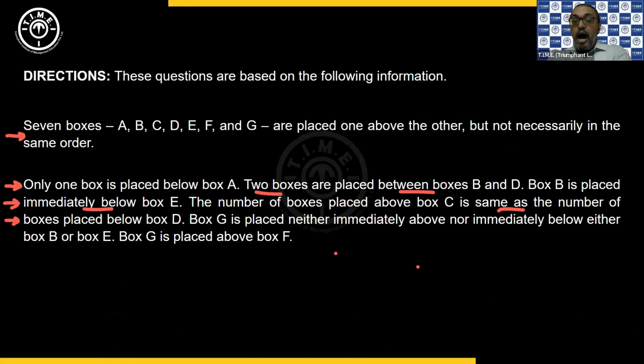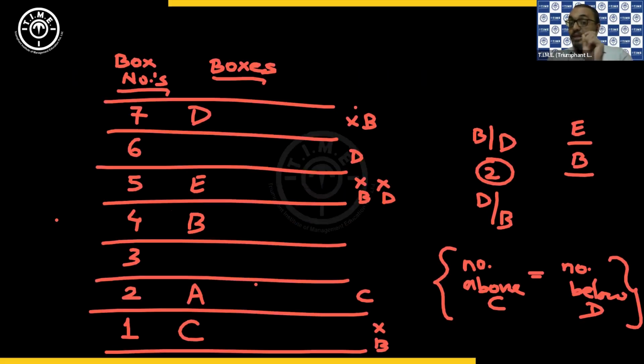So before I continue, how are you going to recognize this condition? The number of boxes above C is the same as the number of boxes below D. How do you understand this condition? Both the boxes should be in the same position from opposite ends. That is how you always have to interpret it. Both C and D should be placed in the same positions, but from opposite ends. Now, if I place D in the 6th position, I cannot have C in the 2nd position. So that is why D cannot be placed there.